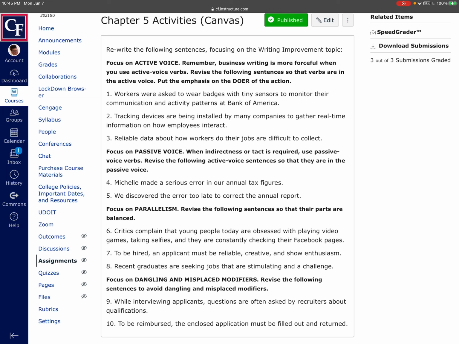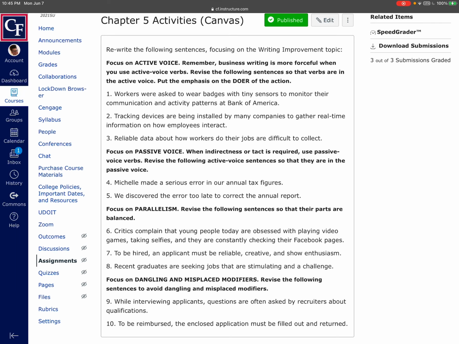So, workers were asked to wear badges. We want to instead say Bank of America asked their workers. We want the subject actually performing the action. That would be active voice. And again, this is in the lecture. You can go back and watch that. So we're going to change those 3.